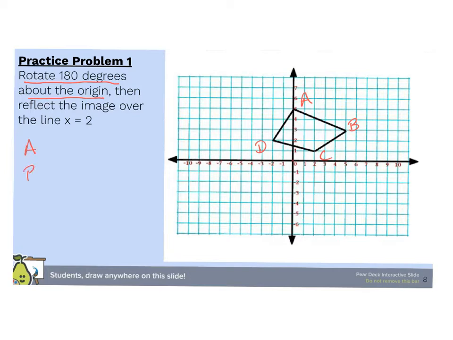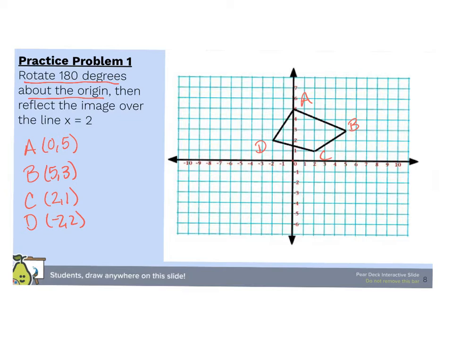And then I'm going to record my ordered pairs. So A is at 0, 5. Make sure you put that in the right order. B is at 5, 3. C is at 2, 1. And D is at negative 2, 2.